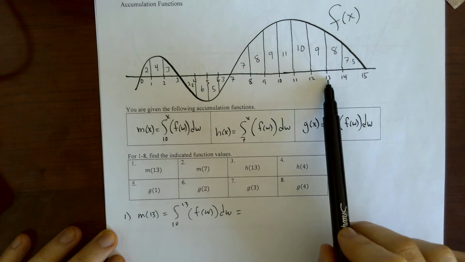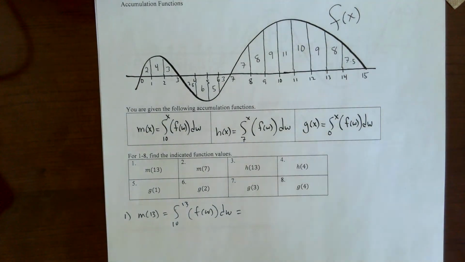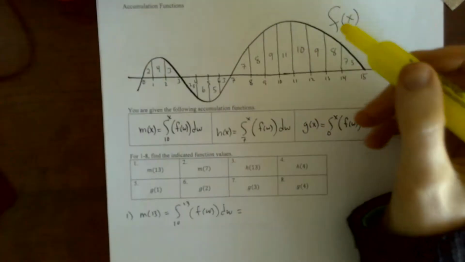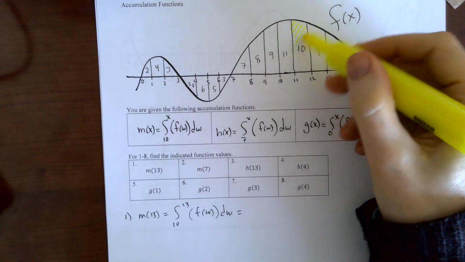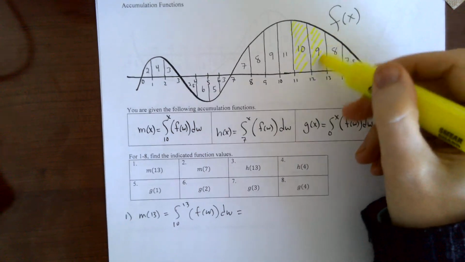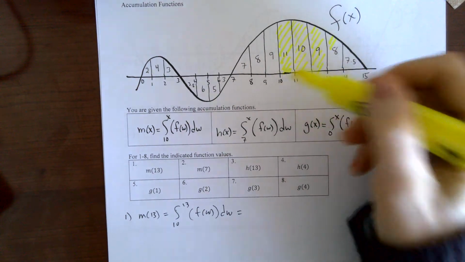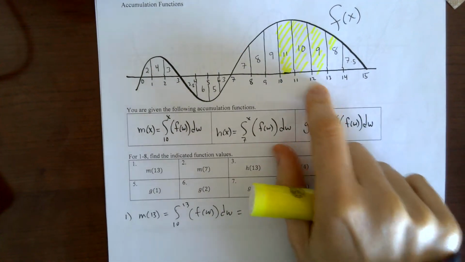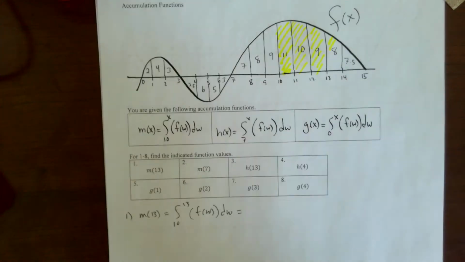Now the integral from 10 to 13, that's the area under the curve of f. So there's 10, there's 13. So you add up all these areas here. The area from 10 to 13, so it's 11 plus 10 plus 9. What is that, 30? Yeah, it's 30.